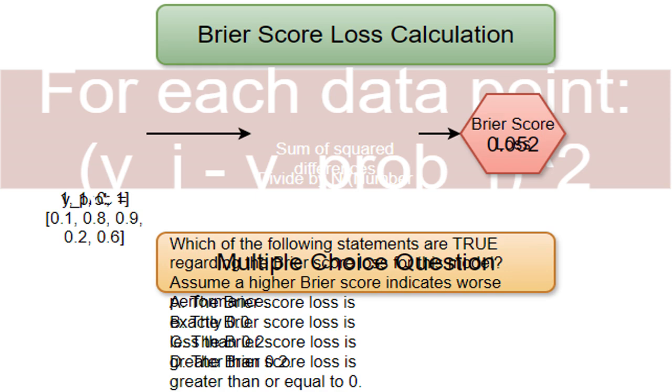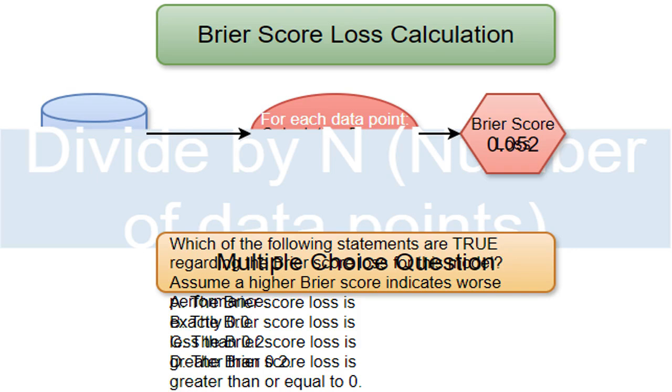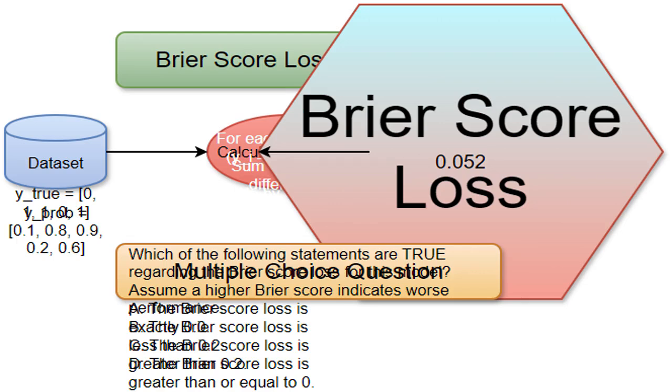This is the final Brier score loss, calculated by averaging the sum of squared differences over all data points. This score tells us about the overall accuracy of the model in terms of its probability predictions. The lower the number, the better the model's predictions. This section presents various statements about the calculated Brier score loss, allowing you to evaluate your understanding of the result and the Brier score's interpretation.